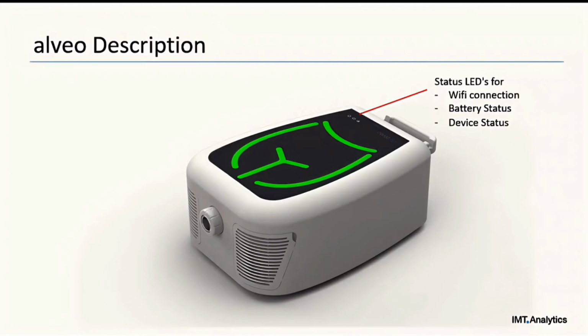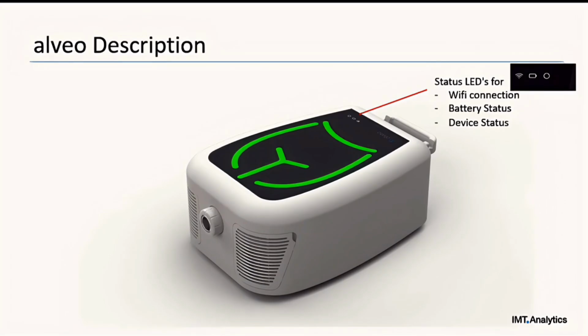Looking at the alveo, we have on top certain status LEDs for the Wi-Fi connection. You can use this device with the controllers wireless and also wired. You see the battery status. The alveo offers an optional battery for 3 hours of simulation when you do not have a power source, and you also see the device status if the simulator has started up correctly.